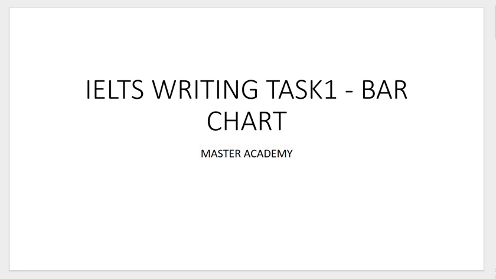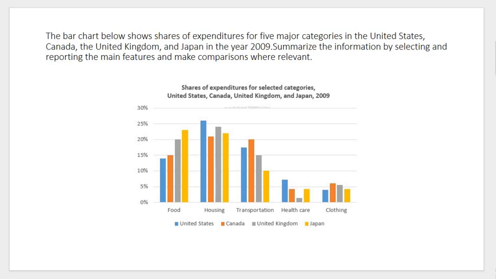In this video, I will be teaching about IELTS writing task 1 bar chart type of question. Let us see one question. See, this is a bar chart type of question. The bar chart below shows shares of expenditures for 5 major categories in the United States, Canada, the United Kingdom and Japan in the year 2009. Summarize the information by selecting and reporting the main features and make comparisons where relevant.